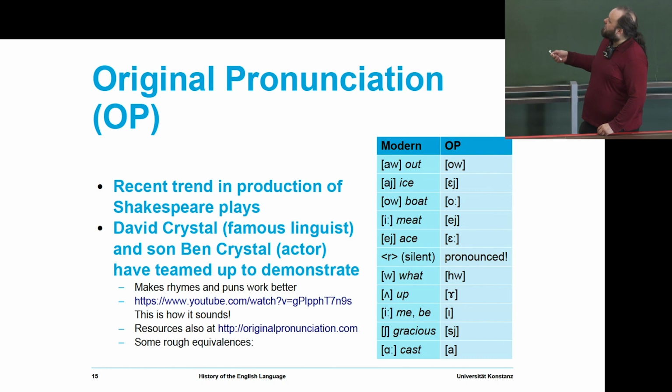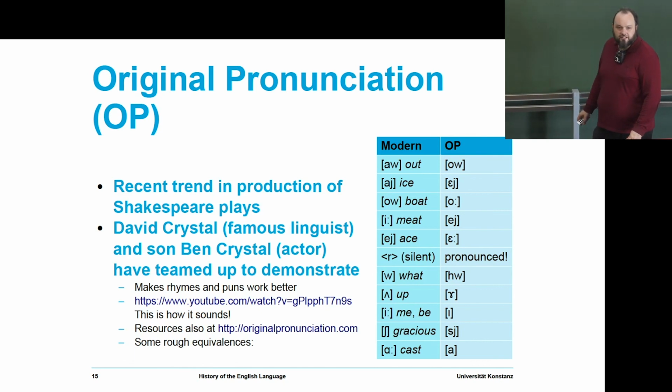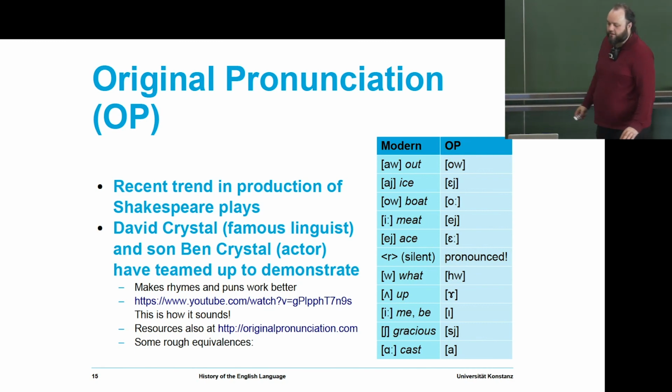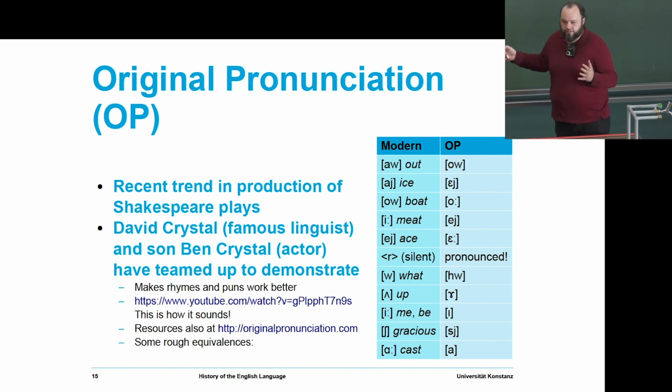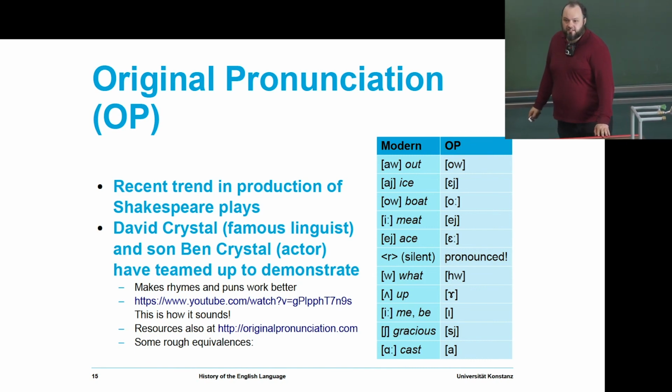And there's work on this online. There's a video here, and you can see David Crystal, who's a famous linguist with a big bushy white beard, and his son, Ben Crystal, who's an actor. They've teamed up and they do this original pronunciation of Shakespeare thing. So here are some of the equivalences that you would have seen. Most of this is due to the Great Vowel Shift. So you'd see words like meat, for instance, which today is pronounced with an E diphthong. In original pronunciation, this word would have been pronounced "mate".